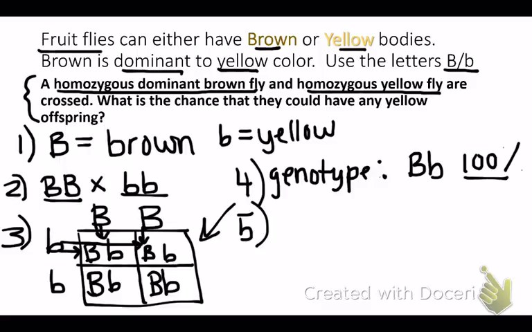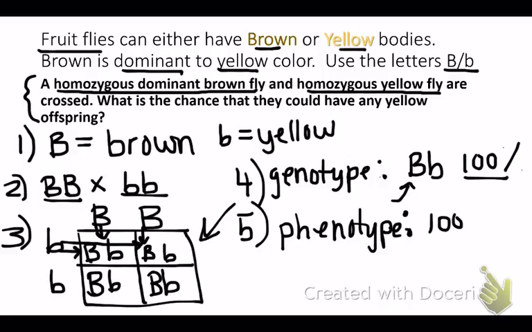Step 5 is making sure to include your phenotypes. This is the part where we have to look back at our genotype and figure out what color that meant. If there was at least one capital B, it's going to have the dominant trait. The dominant trait was brown color. Therefore, we're going to say that there is a 100% chance that brown fruit flies are made.